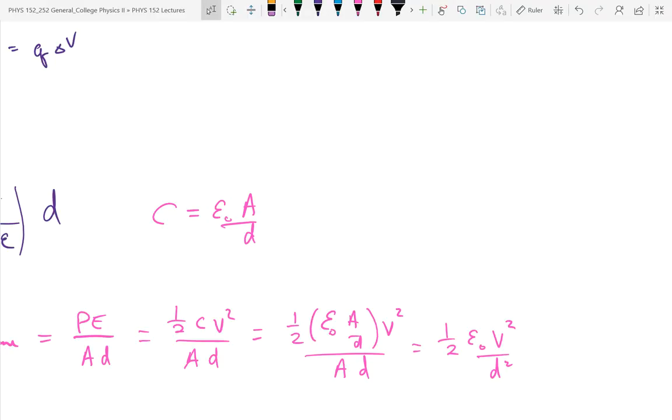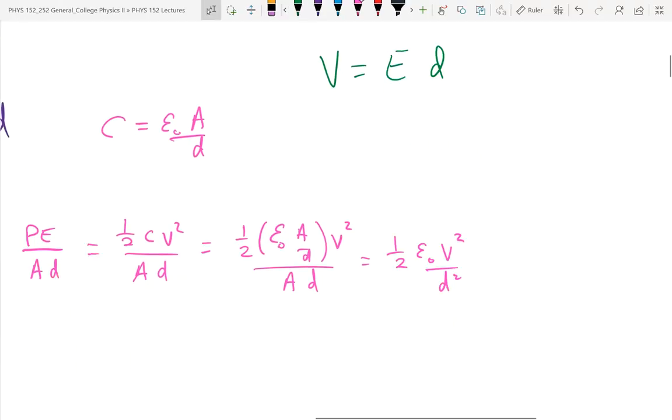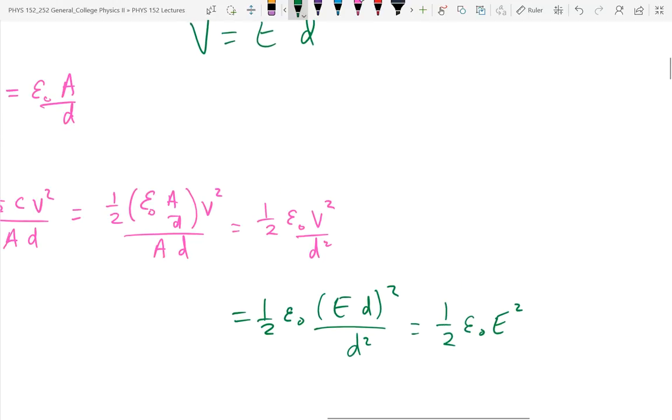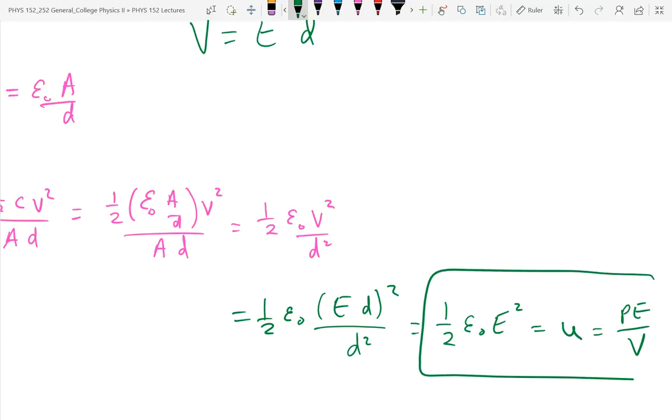So the final thing is to once again use the relationship I used before. The voltage difference for the capacitor is equal to the electric field between the plates times D. And so the final coup de grace, 1/2 epsilon 0 times (electric field times D) squared over D squared, gives 1/2 epsilon 0 times the electric field squared. We use the symbol of a lowercase u for that. That's going to be an important result.